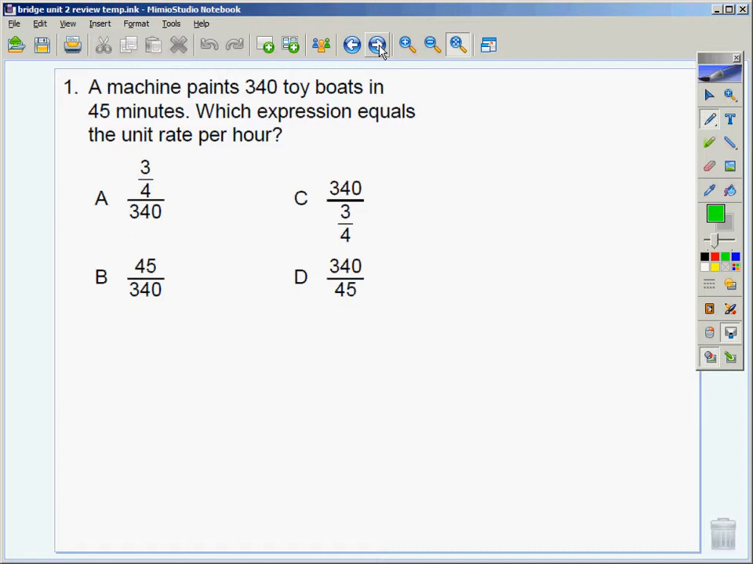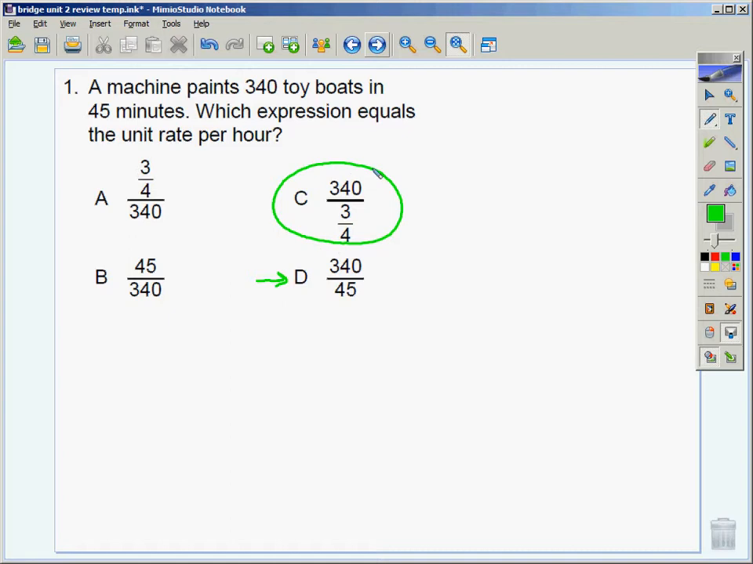Number one. Probably the most missed question yesterday. I was walking around the room, and a lot of people had this marked for an answer. It is incorrect. The correct answer is C.